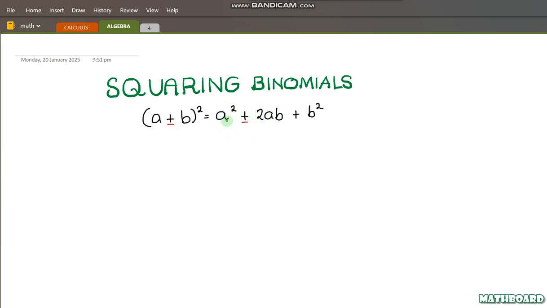What does this mean? It means that you have to square the first term, so a squared, then twice the product of the two terms, a times b, ab, then times 2. Then the square of b is b squared. Okay, let's have an example.